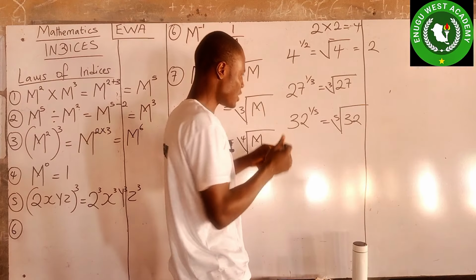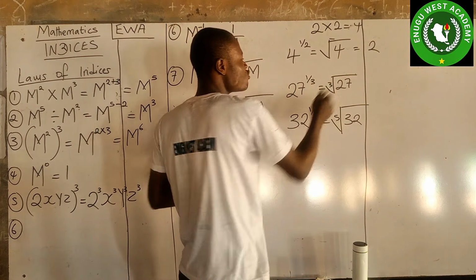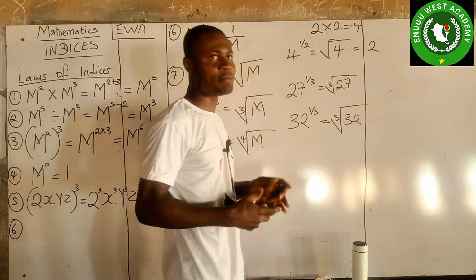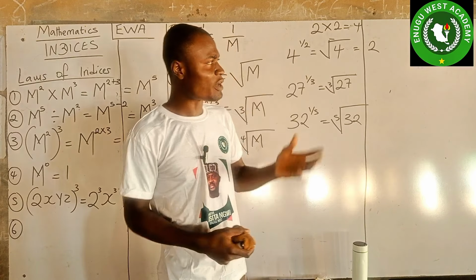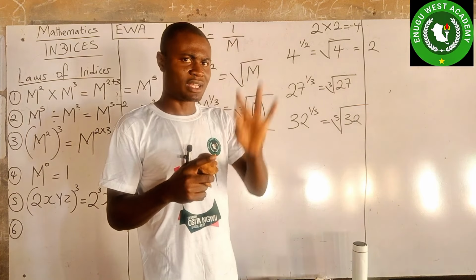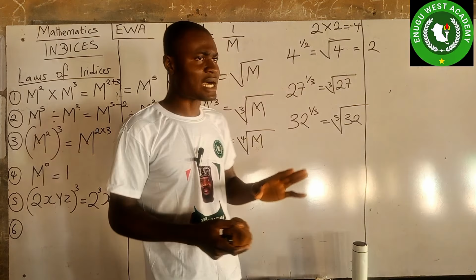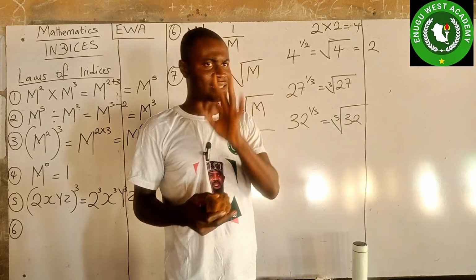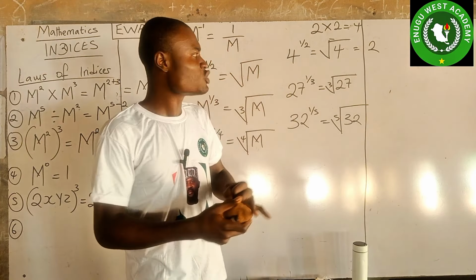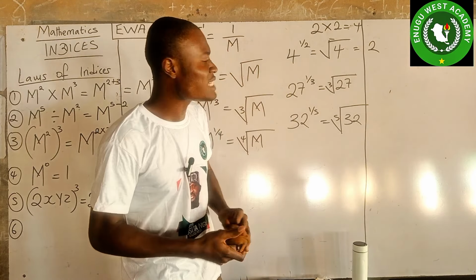Now, cube root of 27 means you should look for 3 numbers. Please always know that those numbers must be the same. If you multiply them, they will give you 27. Now, if you check 2 times 2 is 4, times 2 is 8. It's not up to 27. Now, if you check 3 times 3 is 9, times 3 gives you 27. So it means that the cube root of 27 is 3.